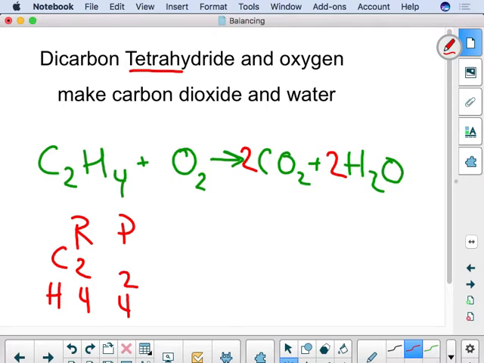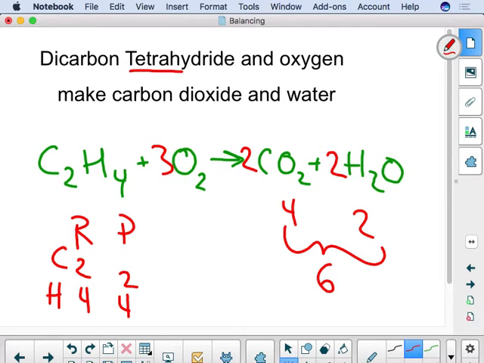Okay. Will, how many oxygens do I get from this molecule now? That molecule is 4. How many oxygens do I get from this molecule? 2. So how many oxygens do I have total on my product side? 6. So what am I going to have to multiply oxygen by to get there? 3.